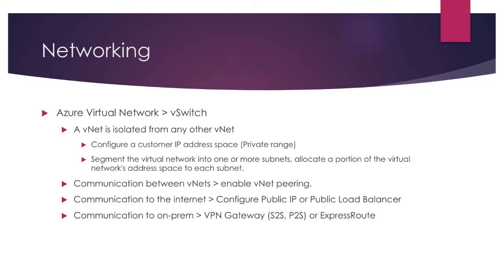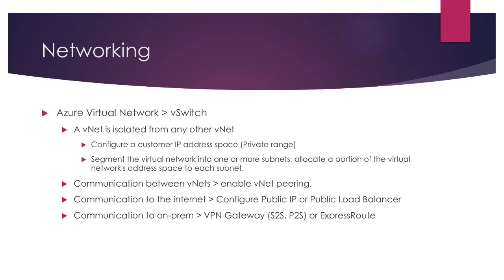So, networking. The Azure Virtual Network is the equivalent to a vSwitch. A VNet is isolated from any other VNet, and you configure your customer private address range within these VNets. Different VNets will have different address spaces, and obviously it's not a great idea to overlap them. It can become quite confusing. So again, this is another design fundamental you need to think about upfront as you deploy into Azure.